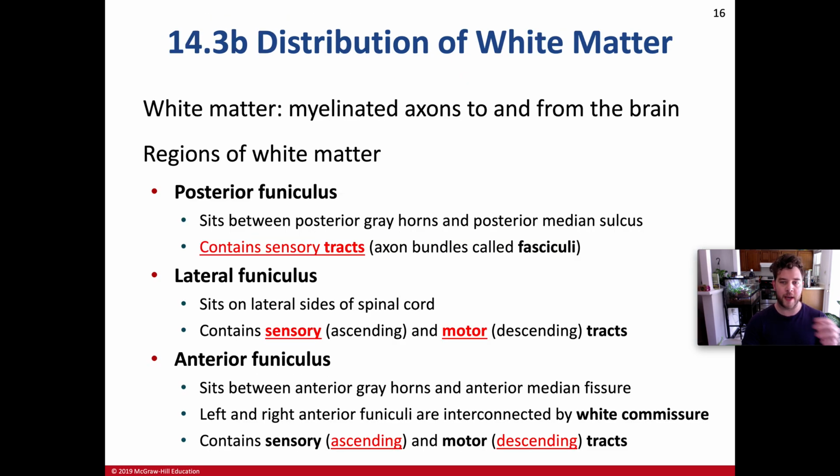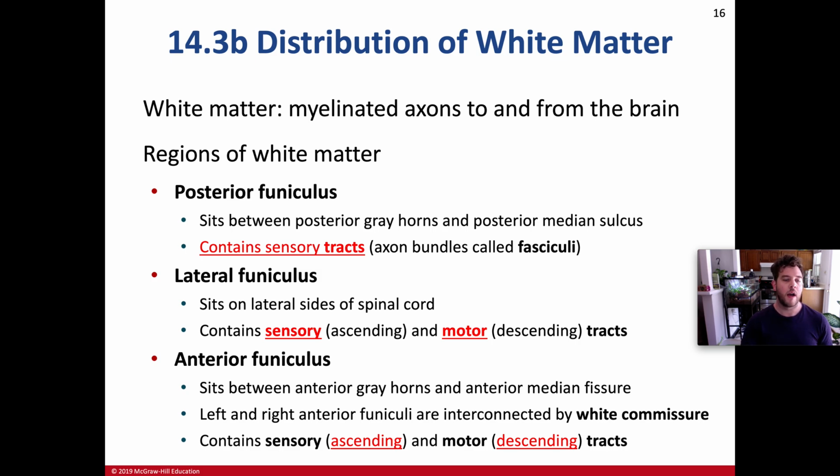Okay, so this white matter is organized into different funiculi. Funiculus, sorry, I always want to add an extra N in there. You have a posterior funiculus, a lateral funiculus, and an anterior funiculus. The posterior funiculus is going to be between the posterior gray horns, and it has sensory tracts. Nothing weird. Tracts are bundles of axons.